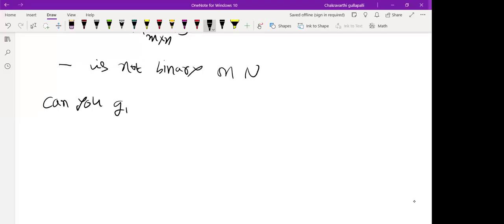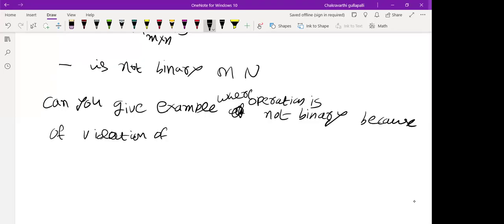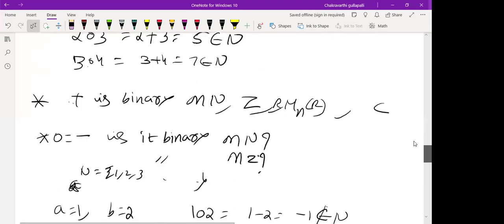Can you give an example of an operation which is not binary because of violation of the second axiom? Violation of axiom 2. What is axiom 2? It is not unique. There are two axioms. The first axiom is A circle B should belong to N. The second one is the violation of uniqueness. Can any one of you give an example?